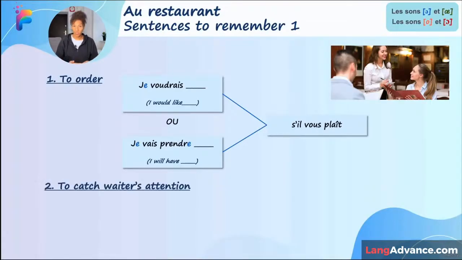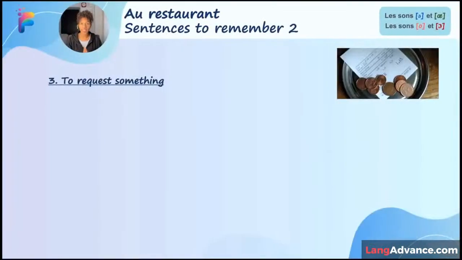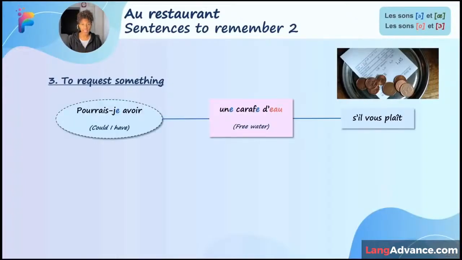Sometimes you need to catch the waiter or the waitress' attention. In that case, you can go with s'il vous plaît. S'il vous plaît. Or you can use excusez-moi. Excusez-moi. If you want to request something, use this. Pourrais-je avoir? Pourrais-je avoir? Then you need to indicate what you need, and to conclude, you use s'il vous plaît.